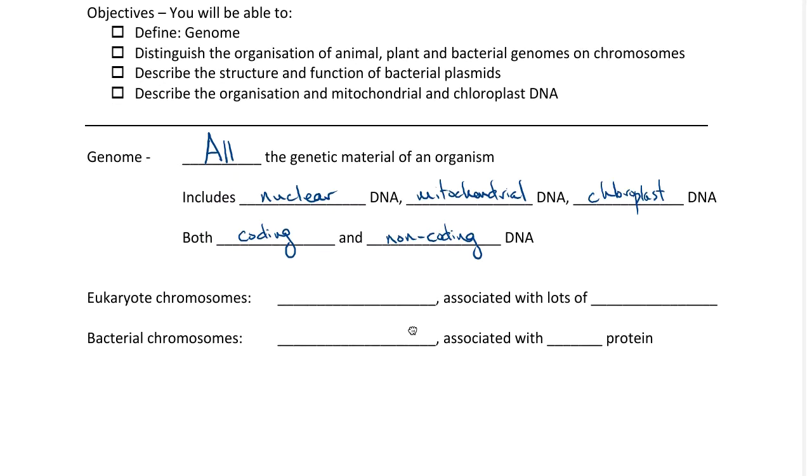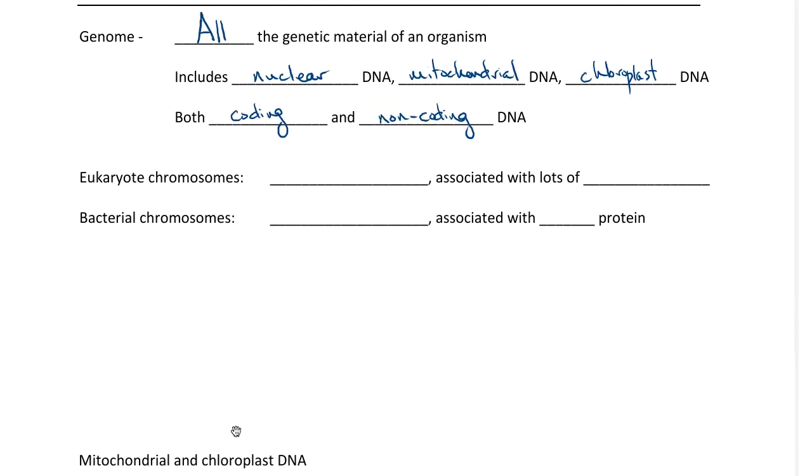Now let's remember that eukaryote chromosomes are linear. So if we're looking at a one-chromatid chromosome that hasn't replicated, this whole thing is one long DNA double helix, and it's associated with lots of protein. We've talked about the histone proteins in the center of the nucleosomes in previous lessons. So eukaryotic chromosomes are linear, and they're associated with lots of protein.